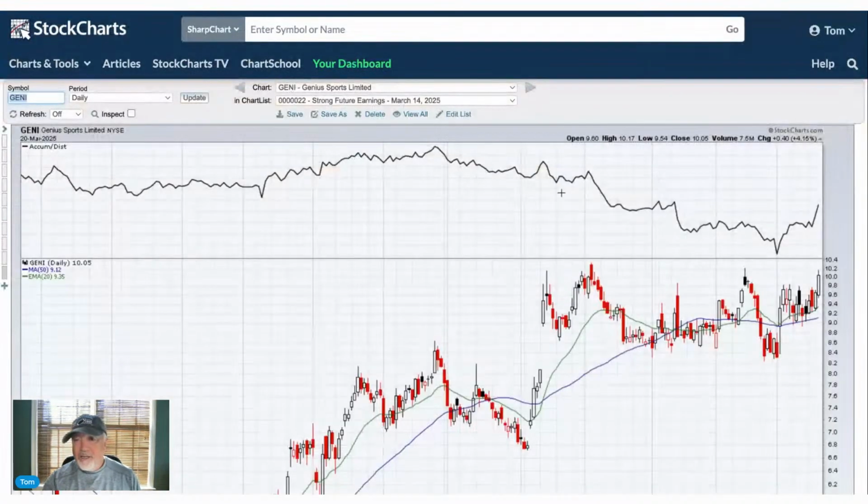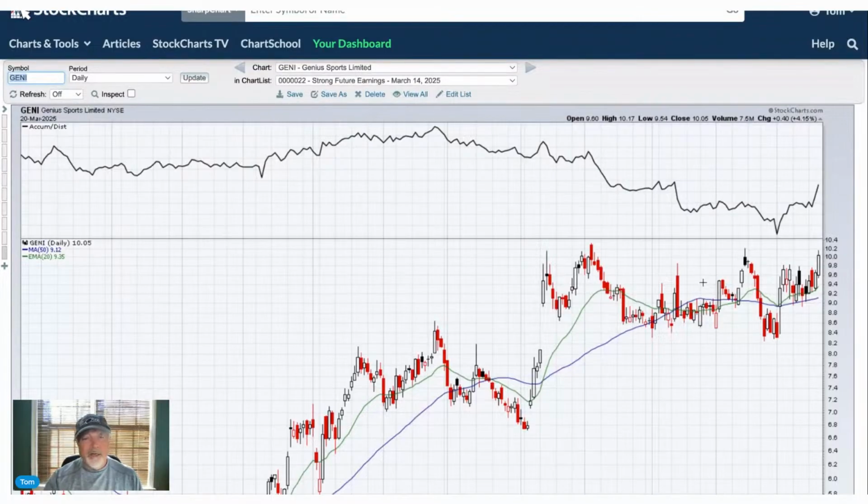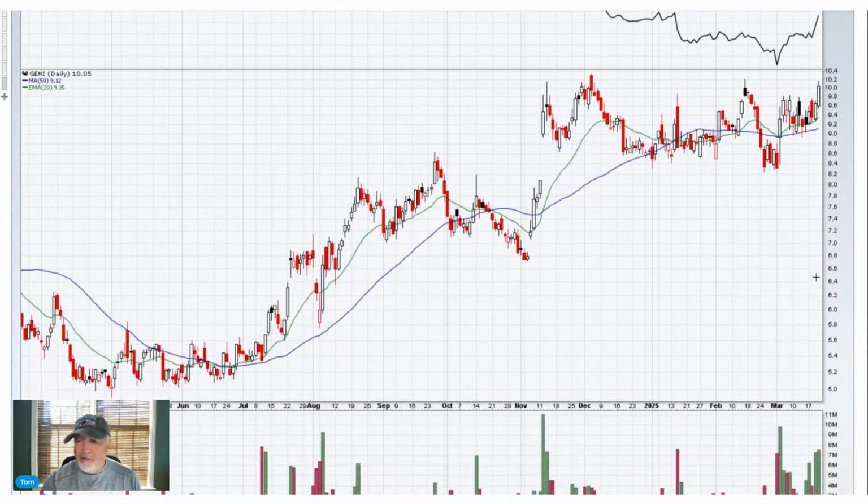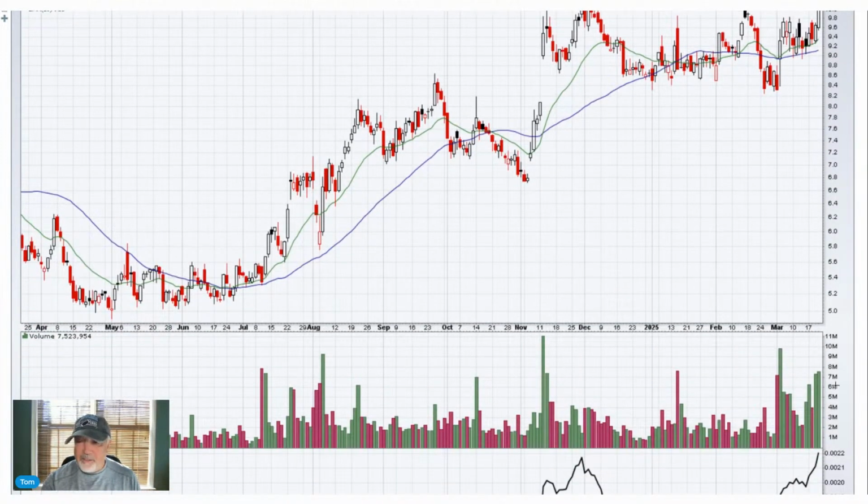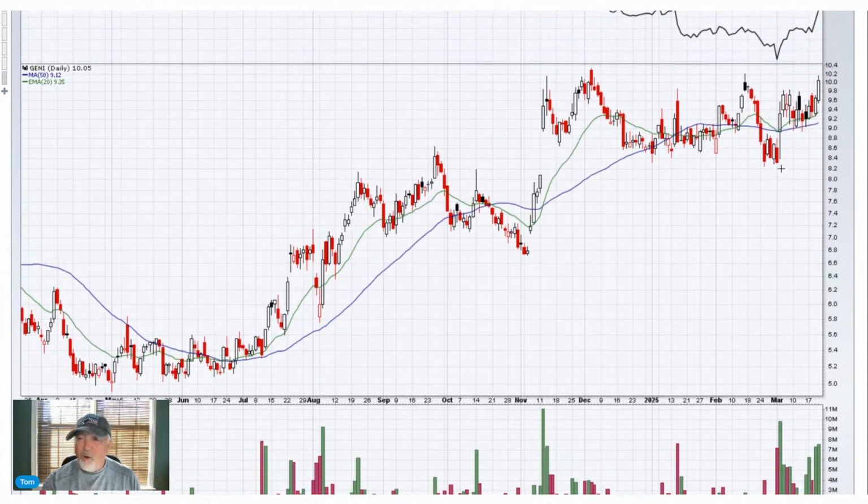If you look at Genius, you can just quickly zero in. Market's been horrible, but there are still stocks out there that are doing well. Here's one, Genius Sports Limited. And look at the volume coming in March. Look at this volume, so strong on this move back up. Off of the uptrend, we were kind of going sideways, consolidating, and now we have a potential breakout.